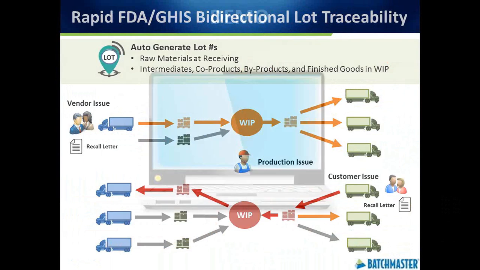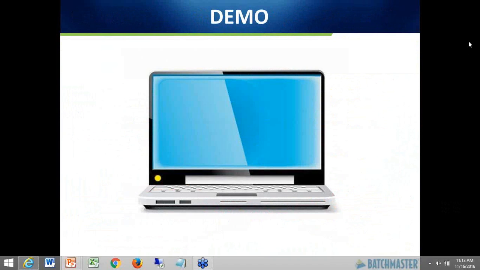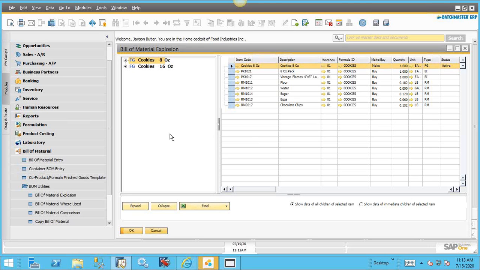And then we can go ahead and do bidirectional lot traceability in either direction, as well as generating the recall letter. So with that said, thank you for letting me give you a snapshot of what George is going to dive into. Let me pass over the controls to George, who'll be demonstrating our application. Over to you, George. Thanks, John.